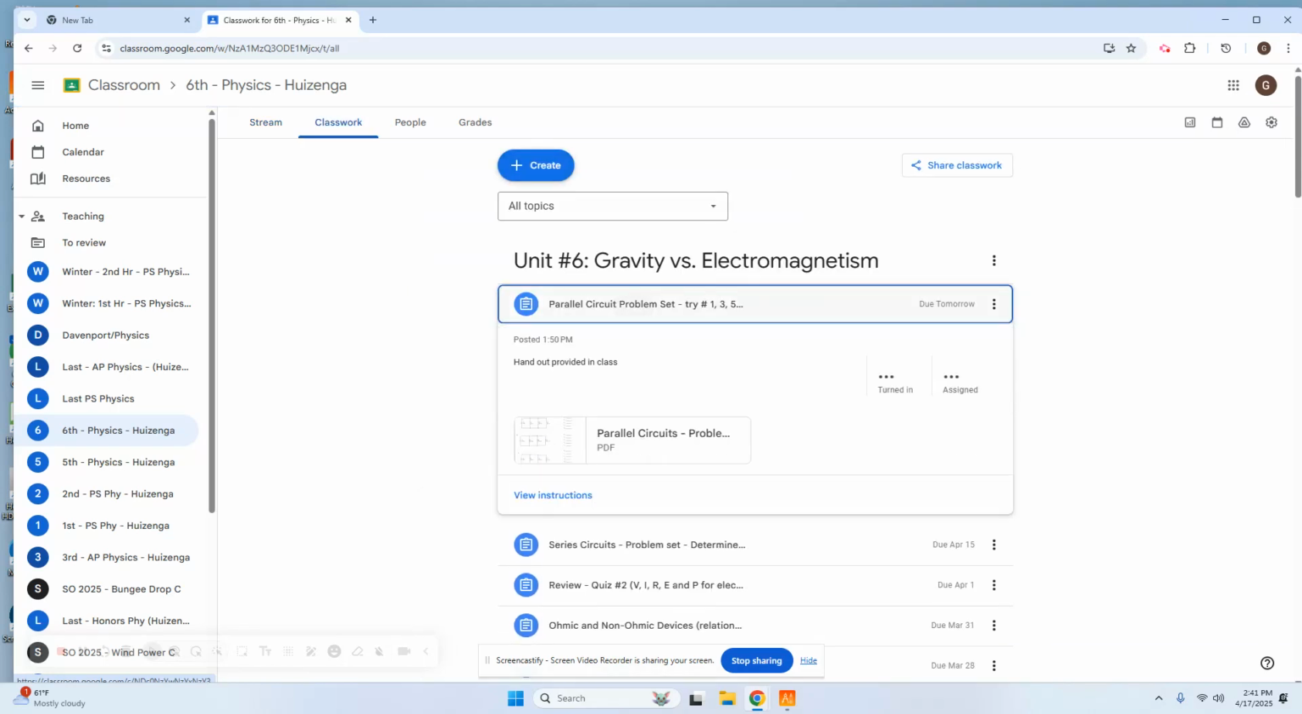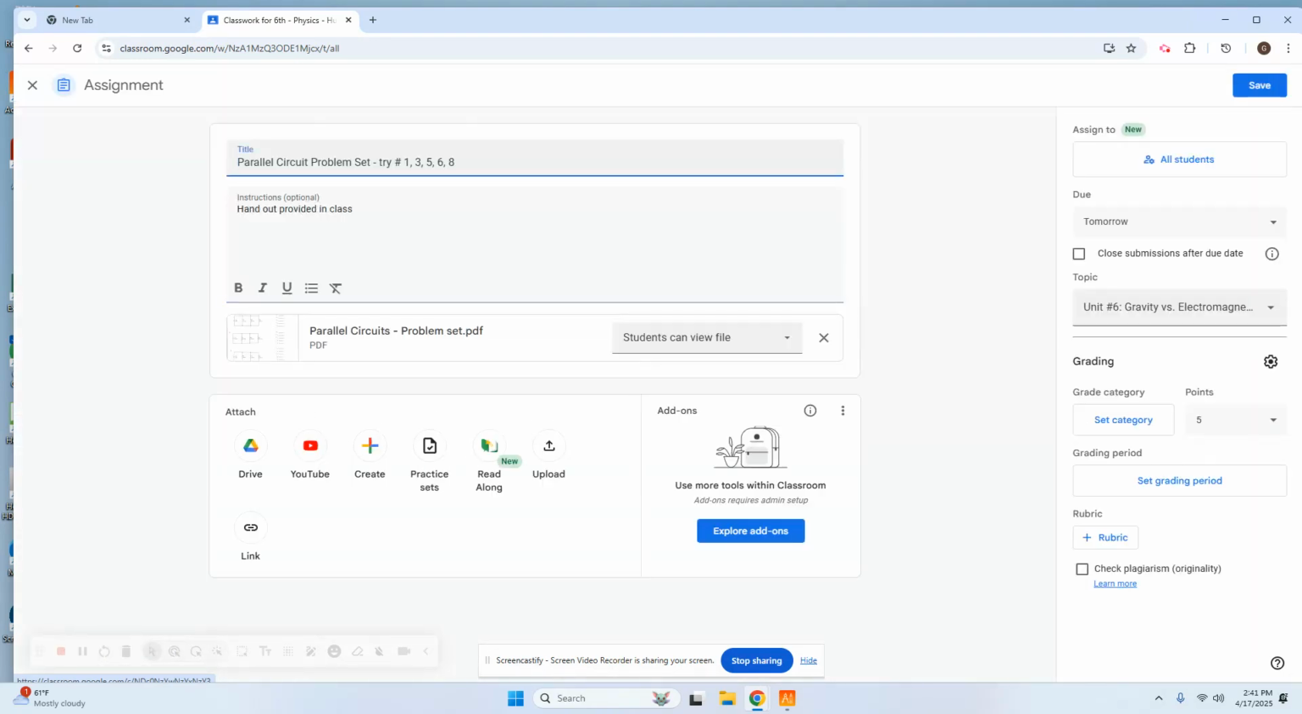Okay, so if you want to circle these, that'd be great. It would be 1, 3, 5, 6, and 8. Again, it'll probably take you 15 minutes or so. Try to have those completed by tomorrow. I'm probably going to check them, right? I want to see that you've made an effort on those. So get those done by tomorrow, please.